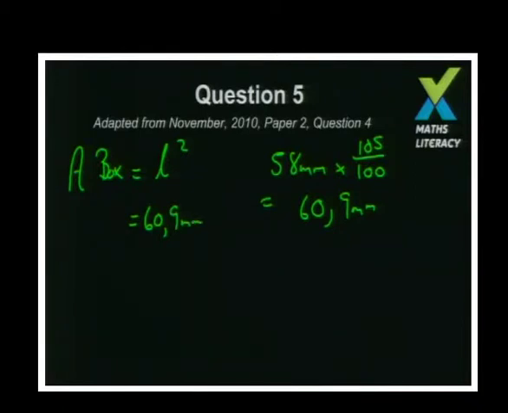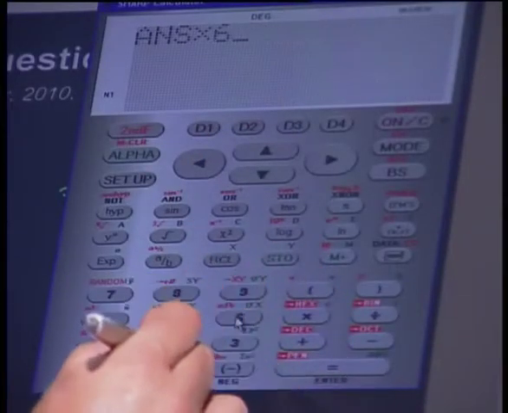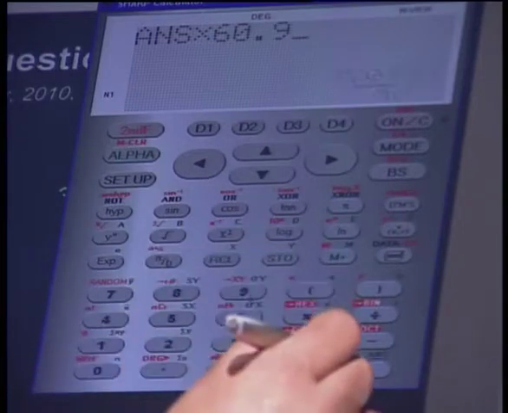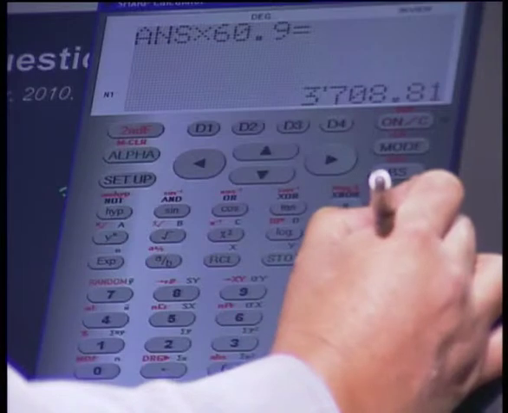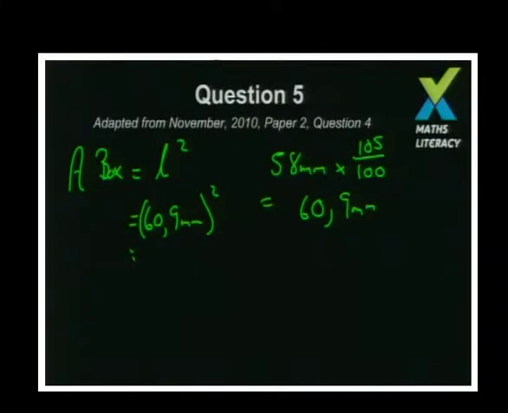So 60,9 millimeters, but we've got to square it. Why do we have to square it? Because the formula tells us length squared. Calculator comes up again, and we say 60,9 multiplied by 60,9, and we land up with this answer of 3,708. Let's put it down there. 3,708,81 millimeters squared. Why squared? We're finding the area of the box. Okay, so we found the area of the box.